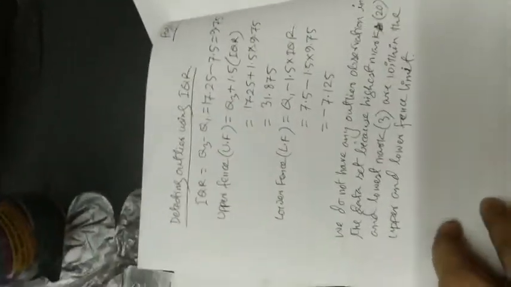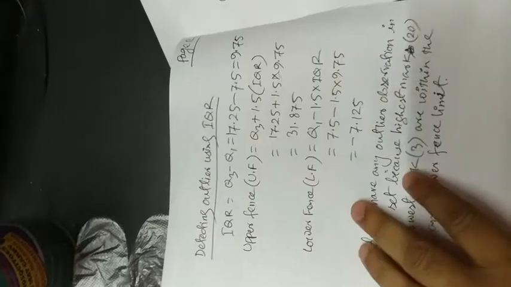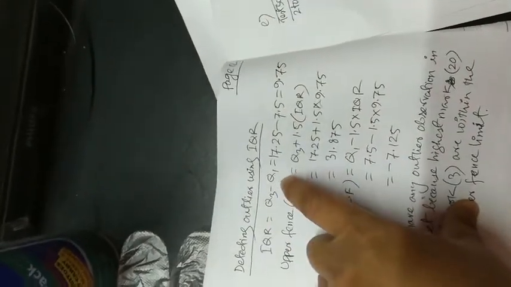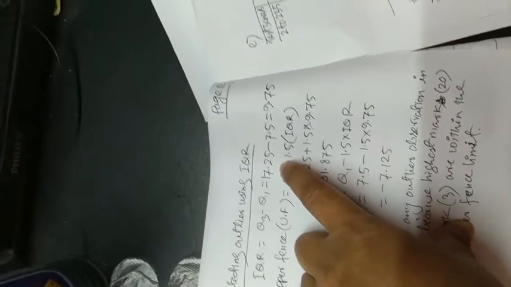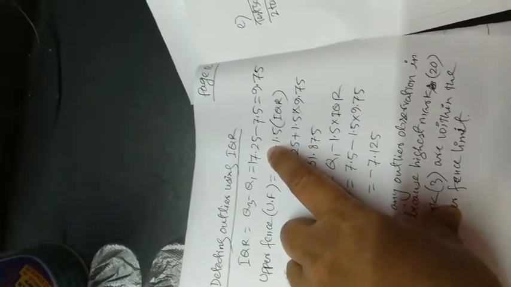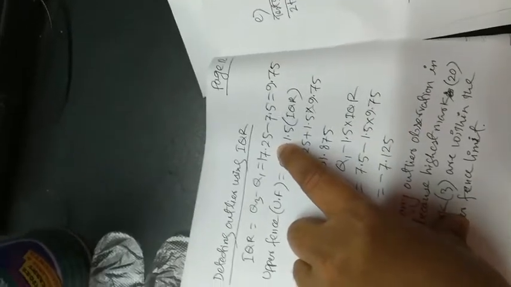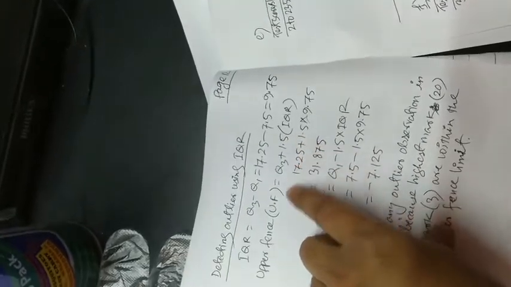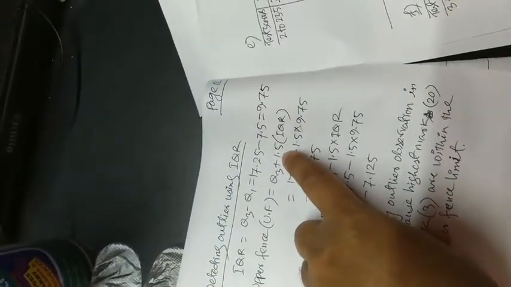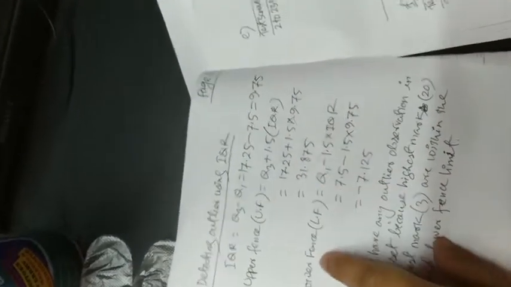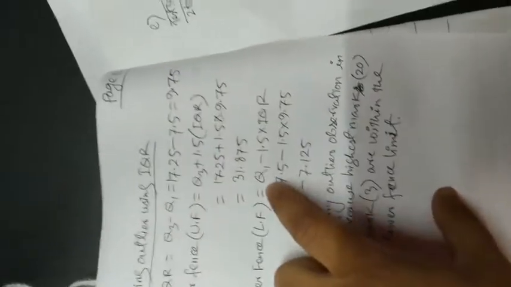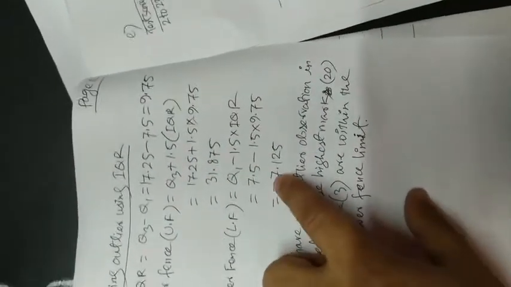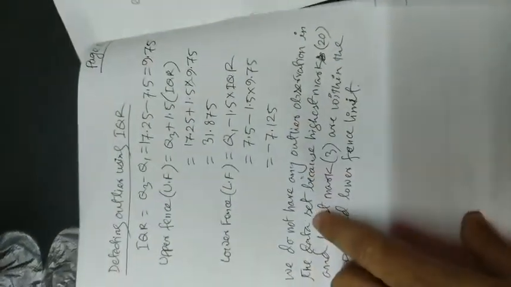Now if we use the IQR method, IQR is equal to Q3 minus Q1. Q3 is quartile 3, Q1 is quartile 1, and we have already calculated them before. So IQR is 9.75. The upper fence is Q3 plus 1.5 into IQR, which if you calculate is 31.875. The lower fence is Q1, quartile 1, minus 1.5 into IQR, which is equal to minus 7.125.